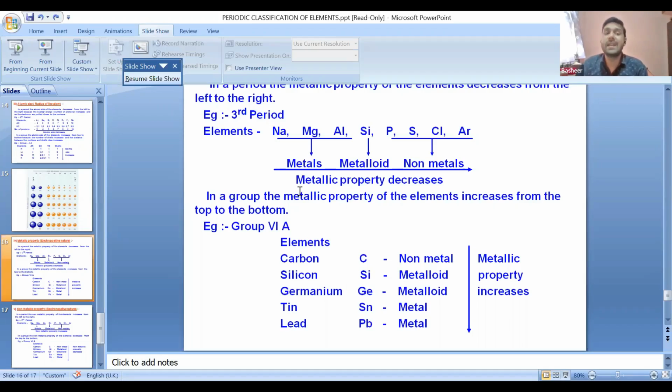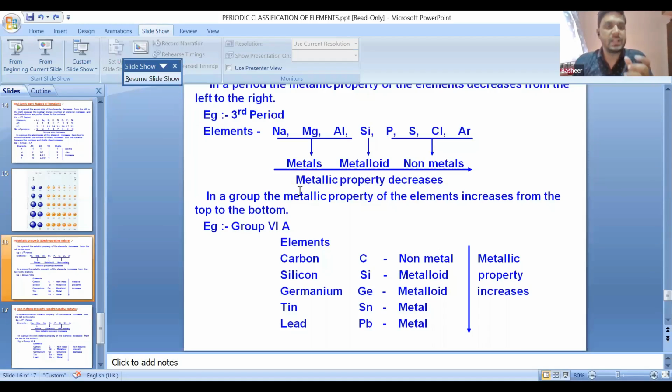Or you can write another way: non-metallic property increases. Whatever you want, you can write. This is about the period. Now come to the group. In the group, metallic properties are always increasing. For example, the nitrogen family: the first one is a non-metal, a gas. Then after that, metalloids, then metals. So from the non-metals to metalloids, then metals.